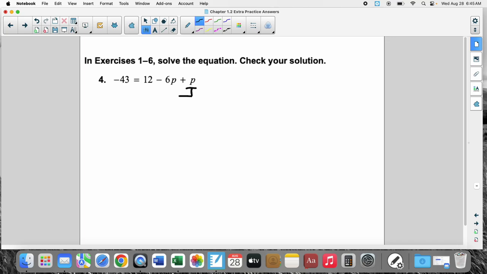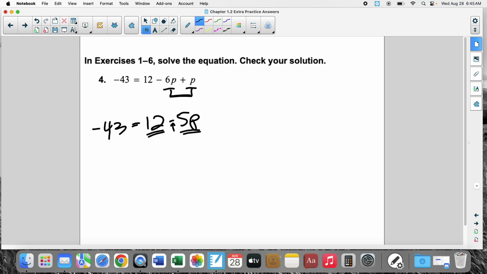We're going to combine like terms first. If we can simplify, simplify. We can't simplify these because they're on opposite sides of the equal sign. But we can simplify these because they're like terms and they're on the same side of the equation. Now we want to get rid of the 12. This is a positive 12. This negative right here is attached to the 5p.